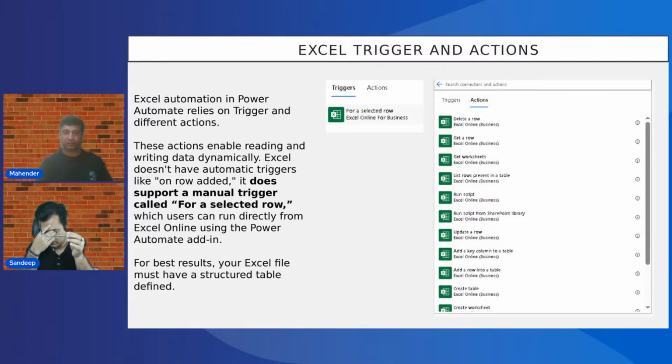It's not the full list, but these are the actions that are available as a part of Excel. And Excel has different types of things. For example, if you want to create a workbook, or you want to create a table, or if you want to write some data onto that Excel worksheet, or you want to get that row. Those kinds of things are available in the actions.